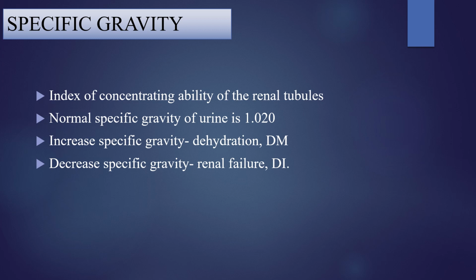And then specific gravity. Specific gravity is the index of the concentrating ability of the renal tubules. The normal specific gravity of urine is 1.02. The urine specific gravity increases in conditions of dehydration and diabetes mellitus. And then the specific gravity level is decreased in renal failure and also diabetes insipidus.